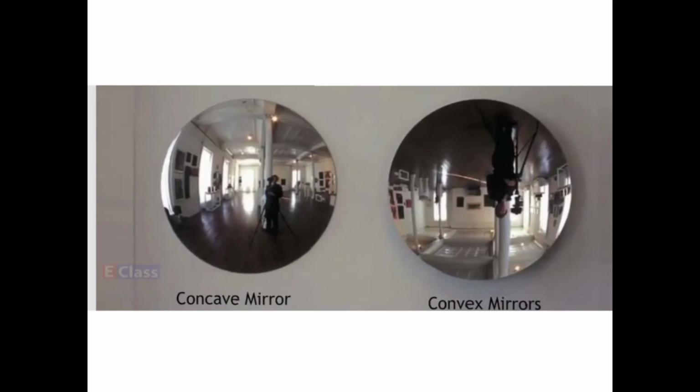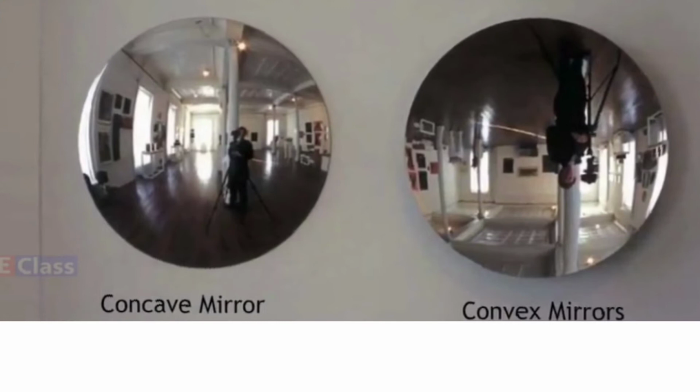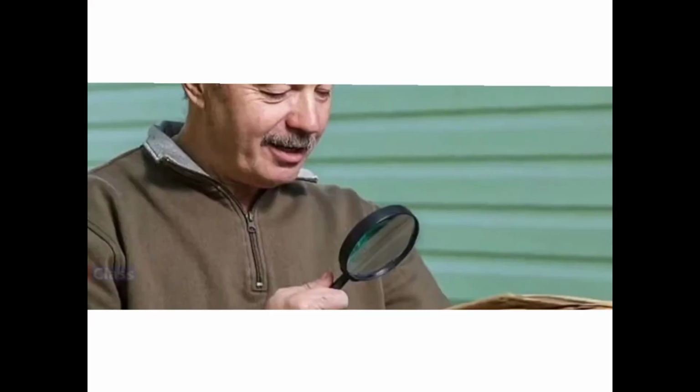You must have seen the concave mirrors and the convex mirror in your day-to-day life, right? We have the convex mirror in the case of vehicles, the mirror which is kept outside the vehicle to see who is coming behind our vehicle. And the dentist uses the concave mirror, right? So both types of mirror you must have observed.